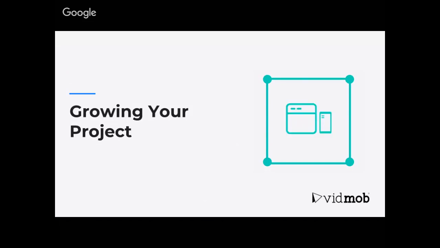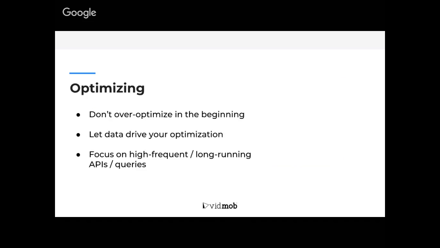So onto growing your project. In terms of optimizing your code, don't try to over optimize in the beginning. You might find a problem interesting to try to solve in the most elegant and performant way, but you may be wasting your time. Sometimes it's a lot easier, a lot better to get something out there that works and does what you need to than trying to make sure it's perfect the first time. And I would say let data drive your optimization process.